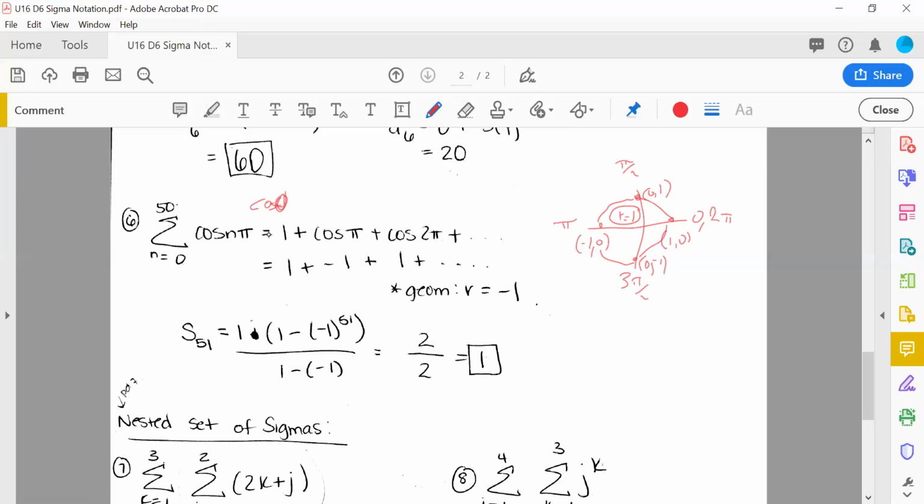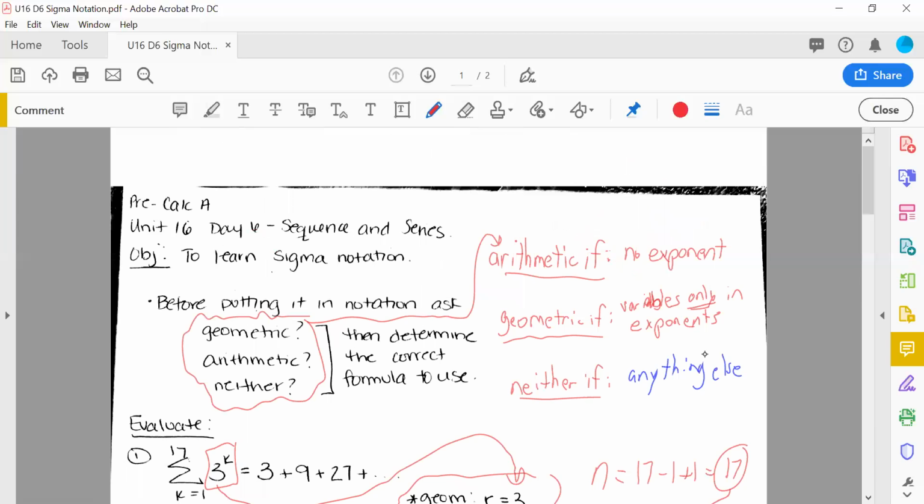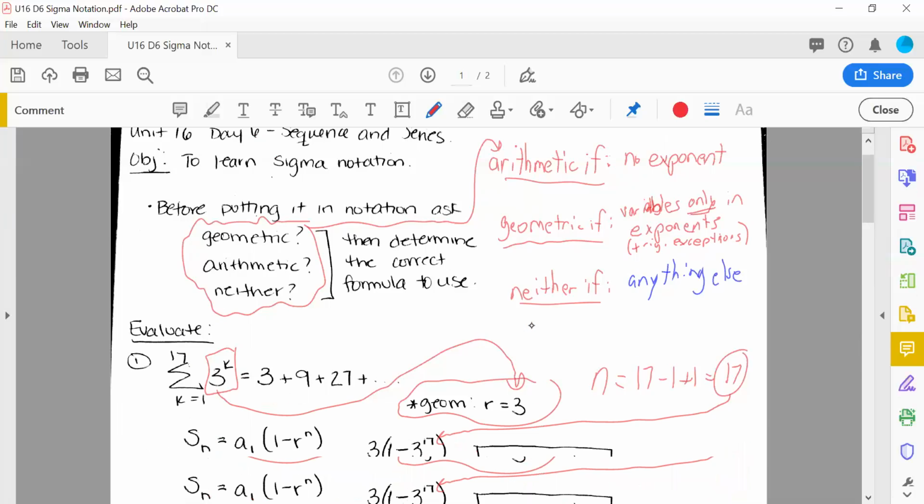Yeah, I noticed that there's no exponents, but this is geometric. I should say, I'm going to put it up top here. Okay, there are trig exceptions. There doesn't need to be exponents when dealing with trig.